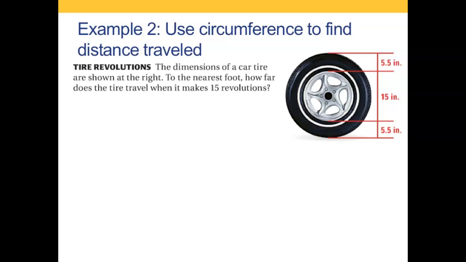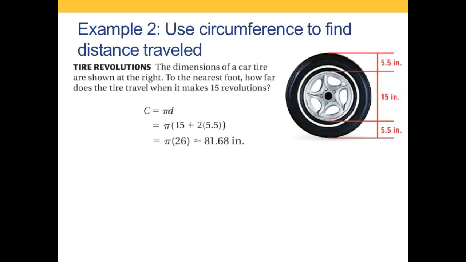Now, I need to figure out what the circumference is, so we have to find the diameter, which would be 15 plus the two 5.5s, and that comes out to be 26. The circumference is 26 times pi, which is 81.68 inches.